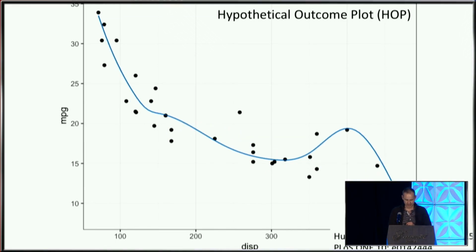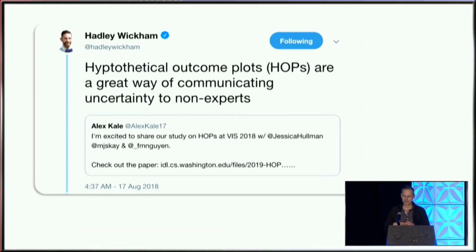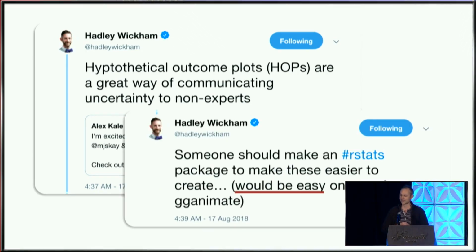Okay, so last August, Hadley tweeted, "Hypothetical outcome plots are a great way of communicating uncertainty to non-experts." And then he put forth this challenge. "Someone should make an RStats package to make these easier to create. Would be easy on top of gganimate." Famous last words. Okay, so I was thinking, I've done a lot of work with ggplot lately, and I really like gganimate, and I thought, well, maybe I can do that, let's see. And so what I'm talking about today is really my discovery of what are the useful things that maybe a package could contribute in this world.